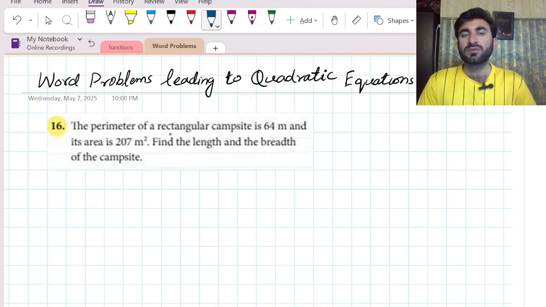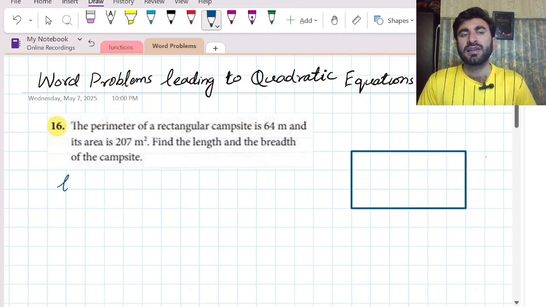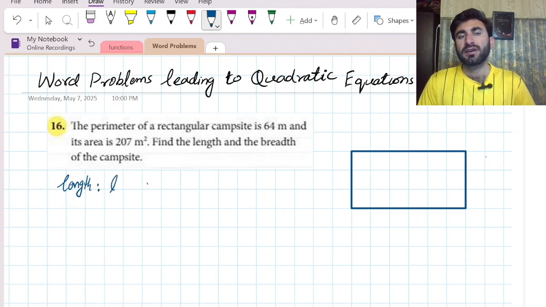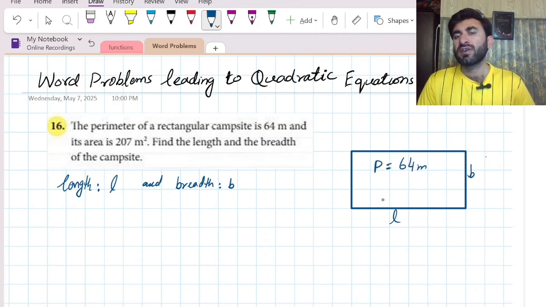So here is a rectangular campsite. First let me draw a rectangle. Suppose this is a rectangle and let me call the length L only and the breadth B only. So here the two things given are its perimeter, which is 64 meters, while its area is 207 meter square.